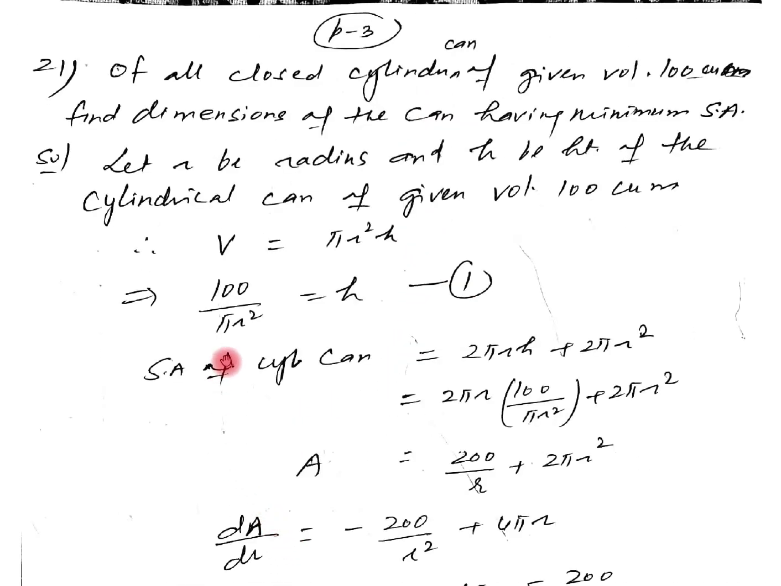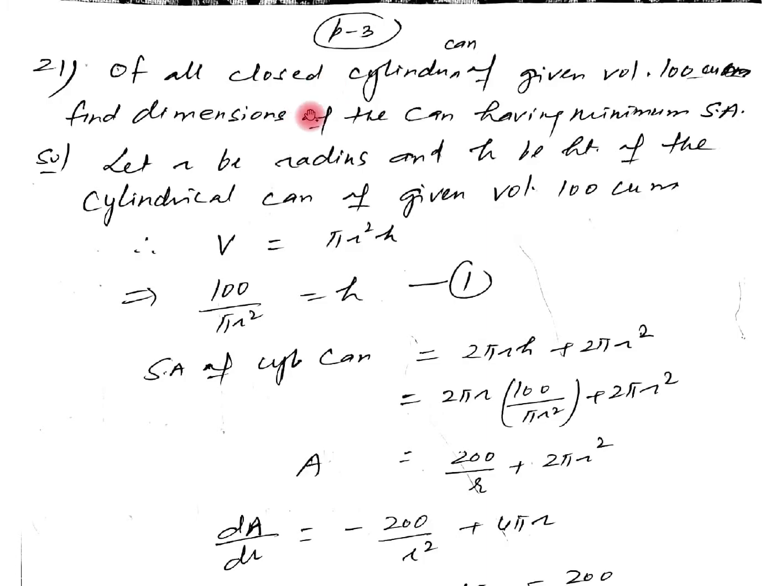Now let us see the next question. Of all closed cylindrical cans of given volume 100 cubic meter, find the dimensions of the can having minimum surface area. Now it is the converse of the previous question. In the previous question the surface area was given and we had to prove the volume is maximum.